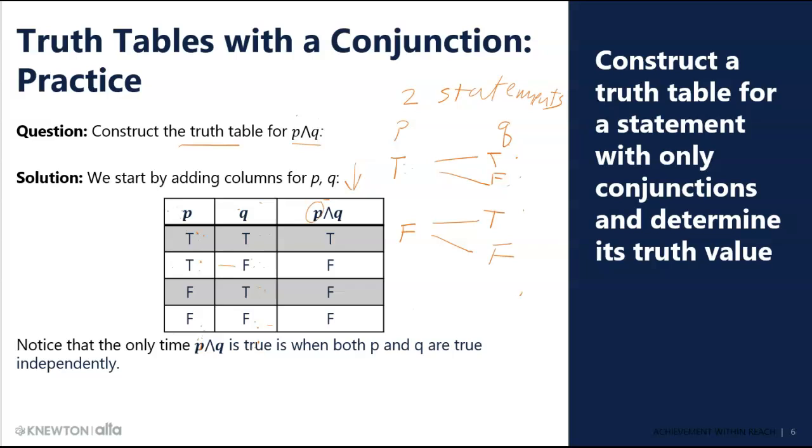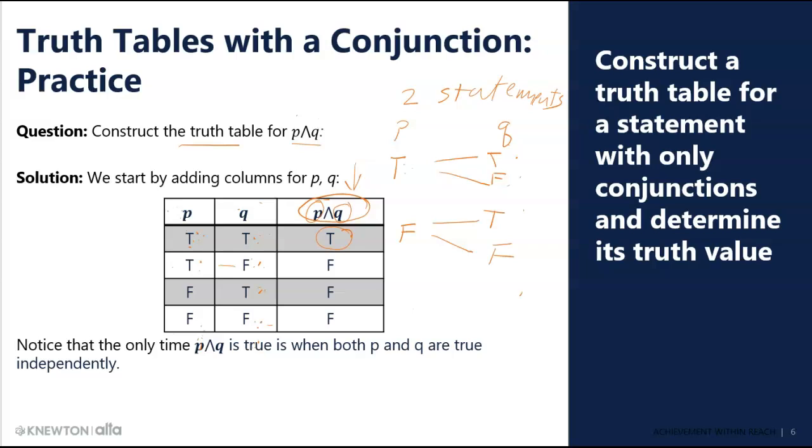P represents whatever's on the left side of my and, and Q is whatever is on the right. So when the left is true and the right is true, so when both statements are true, the output is true. And it turns out the order doesn't matter for the conjunction. Whenever both the left side and the right side are true, the result of the whole thing taken together is true.